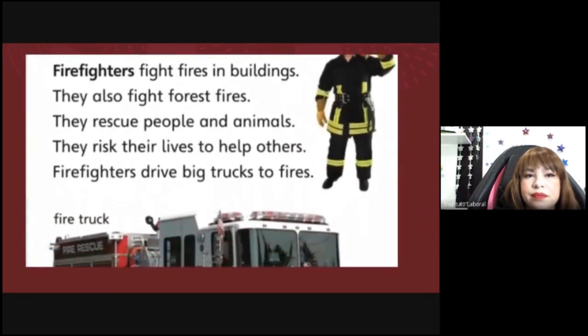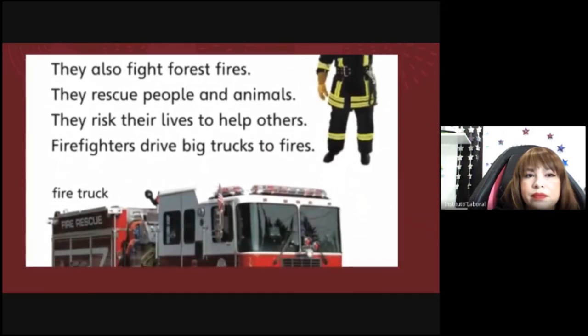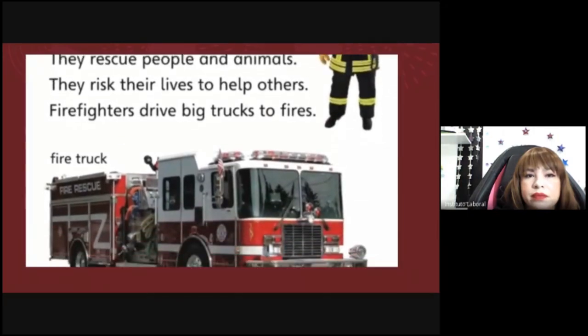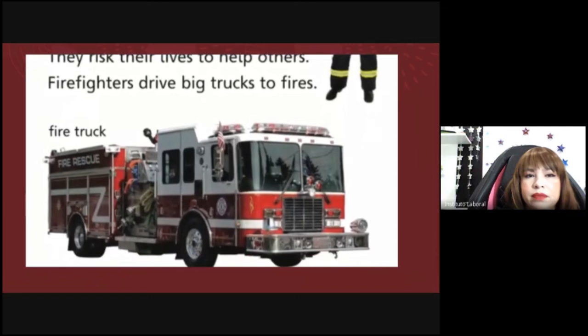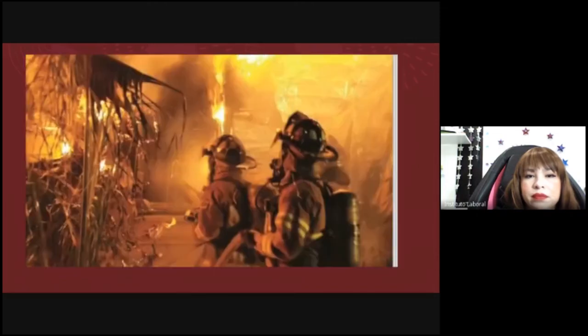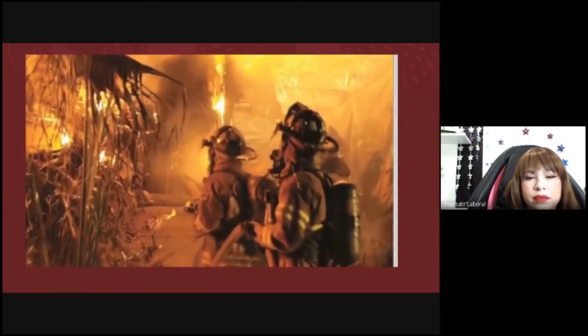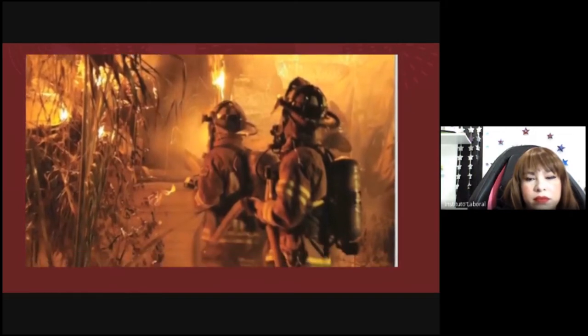Firefighters. Firefighters fight fires in buildings. They also fight forest fires. They rescue people and animals. They risk their lives to help others. Firefighters drive big trucks to fires.